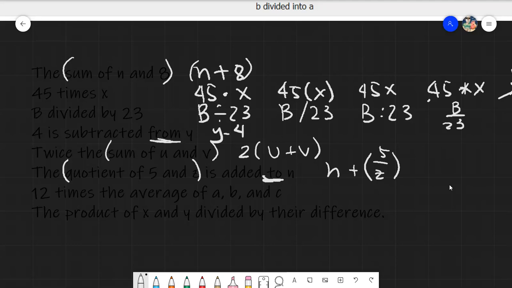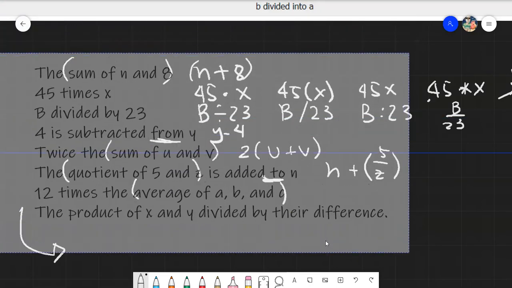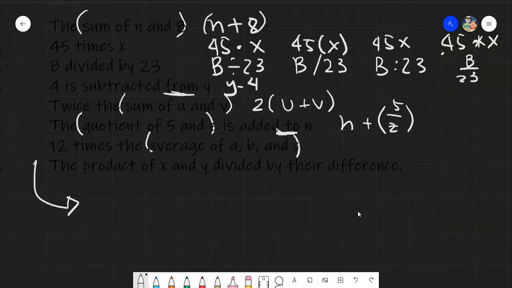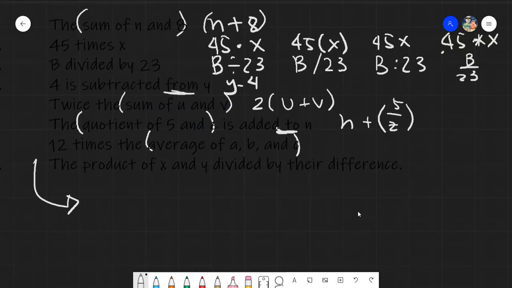Next one, 12 times the average of A, B, and C. Average of A, B, and C. If you see those, may off and end, one group. When we talk about the average, I hope you are familiar with average. This one is on elementary level. So let me just write it here at the bottom part, dito sa baba. Okay, there you go.